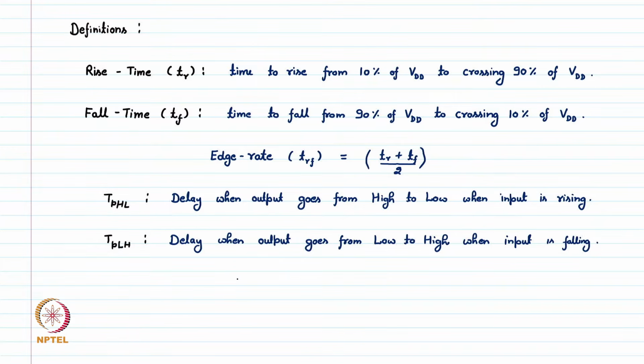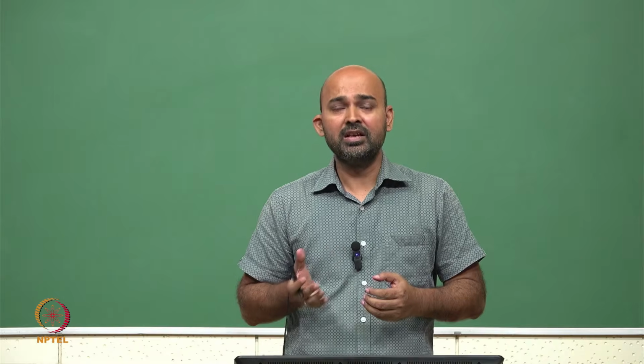And then we have an overall delay. It's called TP, which is nothing but the average of both of these values. So TPLH plus TPHL divided by 2. So this is the overall delay. So here are the definitions of the delays for a rise time, fall time, rise delay and fall delay.